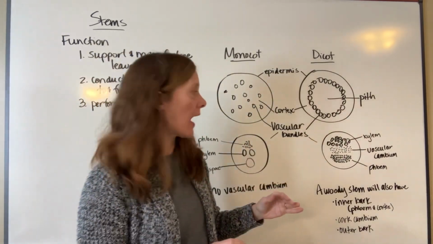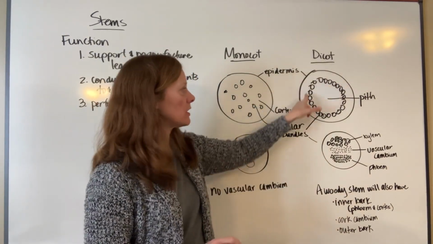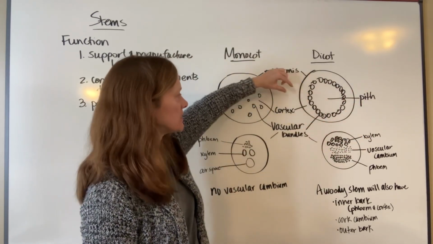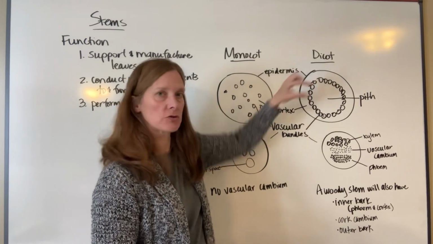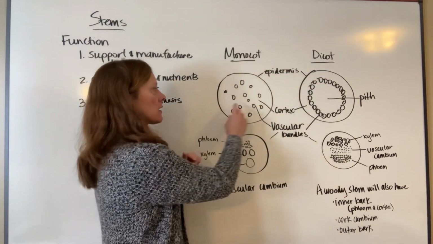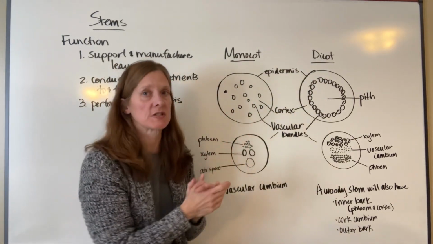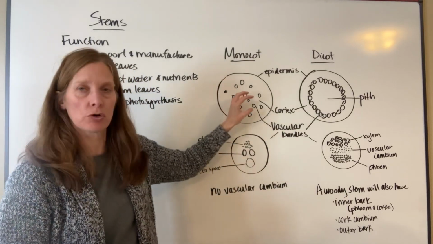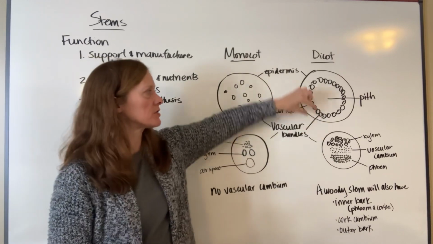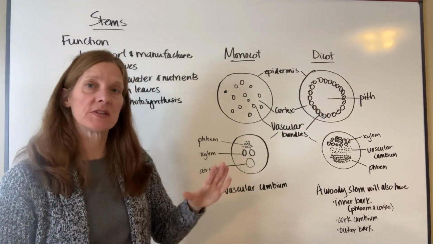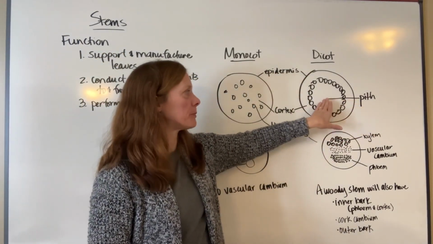In a dicot, the vascular bundles are in a ring, and so in the dicot, the cortex is just the area between the epidermis and all those vascular bundles. Whereas in the monocot, the cortex kind of goes all the way through the stem. Wherever there's not a vascular bundle, there's going to be cortex. So here it's much more throughout the stem, and here it's much more limited. The dicot is going to have a pith in the middle.